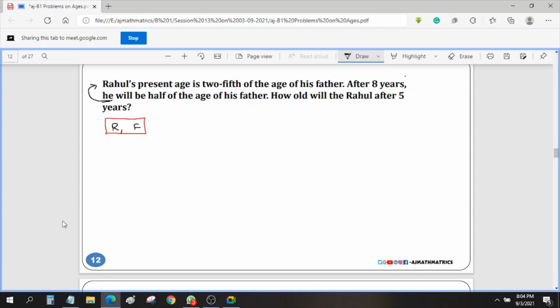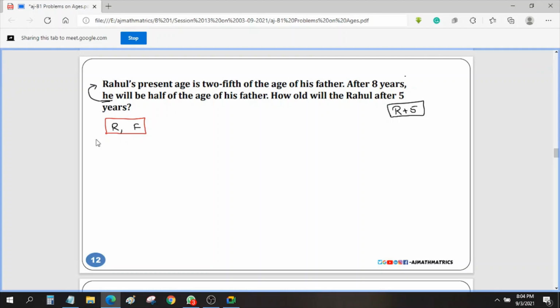So he means Rahul. How old will Rahul be after 5 years? So we are going to find R plus 5. Be clear guys. Now I am converting the data into the equation. I assigned the variable clearly. I understand we need to find out the future age of Rahul. That is analysis, and assigning the variables R and F is also completed.